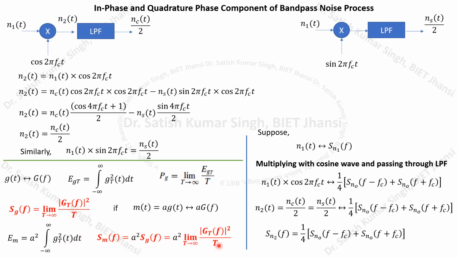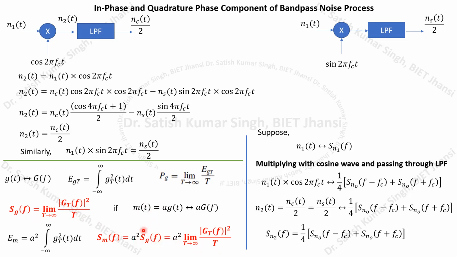So from this calculation, what we are able to understand is that the power spectral density function for a scaled version of any signal is obtained by multiplying the original power spectral density function by the square of the scaling factor. The scaling factor was A, so here we have to square it and multiply it with the previous power spectral density.